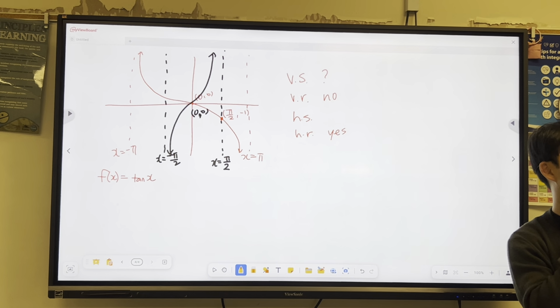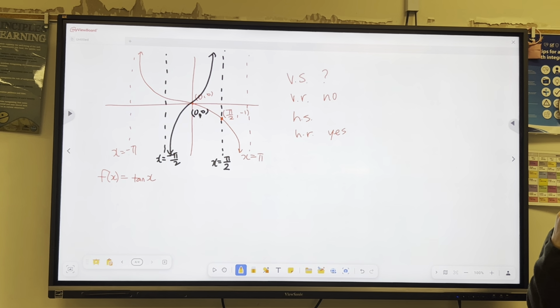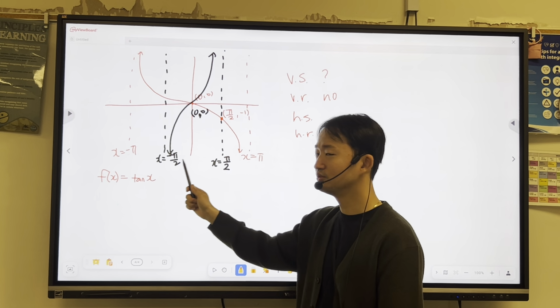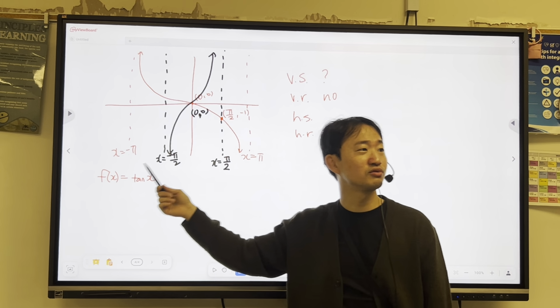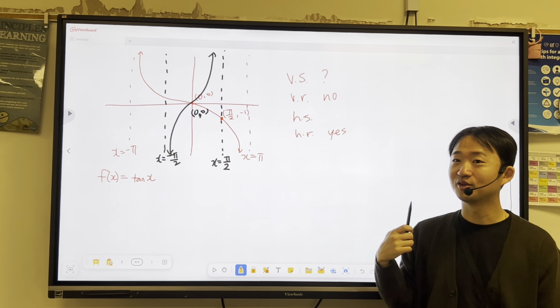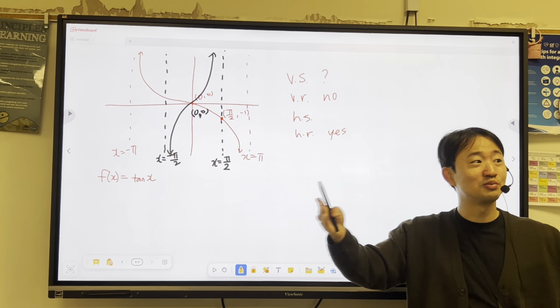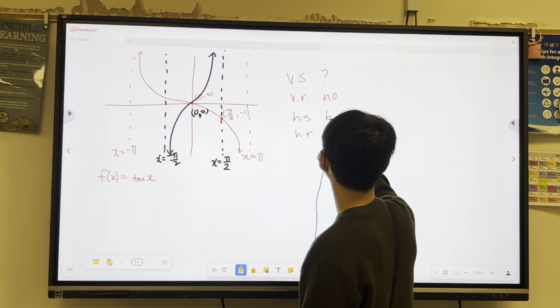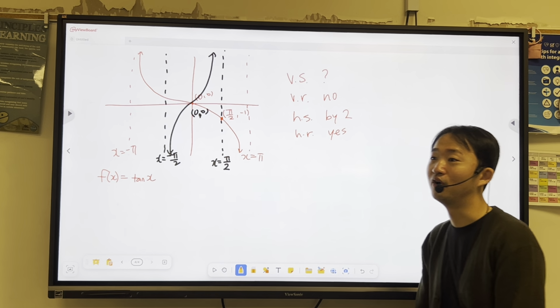Is there a horizontal stretch? Yes. By how much? My period of the original core tangent function used to be pi. But what is the resulting function's period? 2 pi. So what does that mean? Pi to 2 pi, by 2. Horizontal stretch by 2. And multiply it by 2.